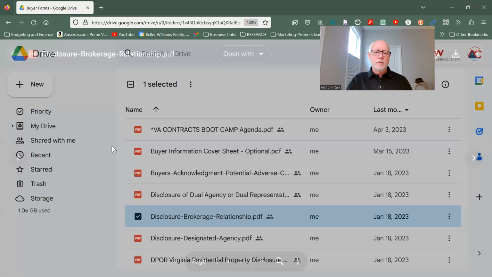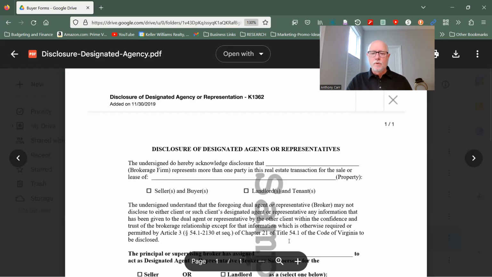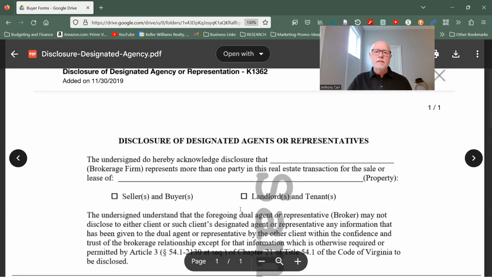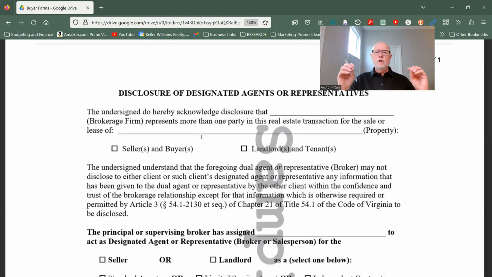Okay. The next one that we're going to have is the disclosure of designated agency. This is probably the one that you'll use more than, say, dual agency. So here we're disclosing designated agents or representatives. The undersigned disclose that KW United represents more than one party in this real estate transaction for the sale of or lease of. There's dual agency, then there's representation, okay?